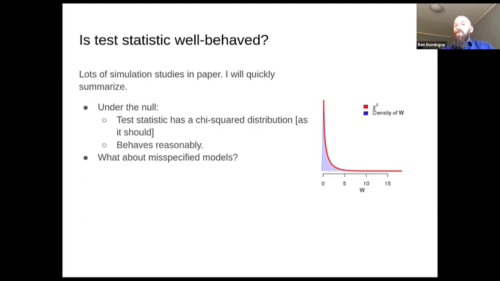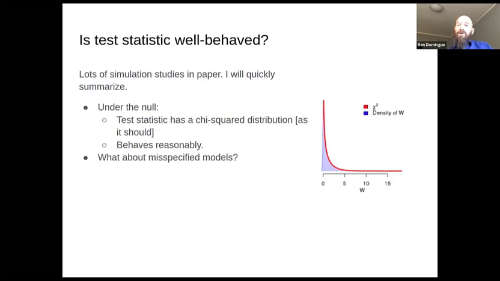So does this work, right? Can we actually use this test statistic reliably? There are a lot of simulation studies in the paper, so I'm just going to quickly summarize these here. At the end of the day, we're just relying on very conventional maximum likelihood theory, so there's really no reason to worry too much about it.